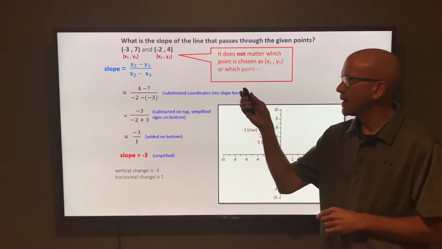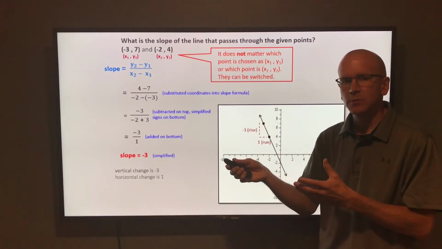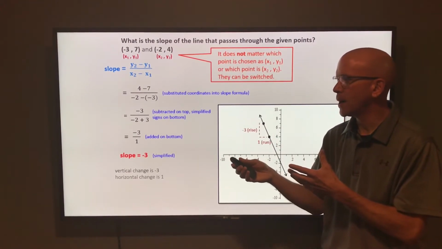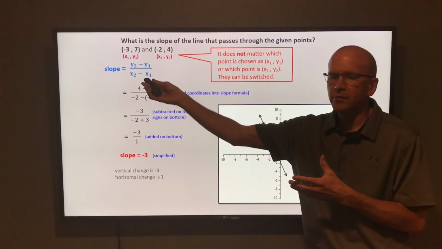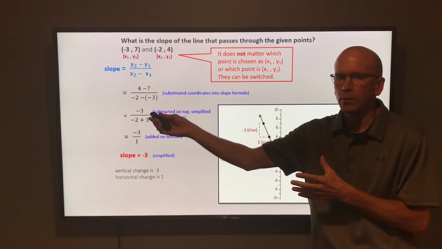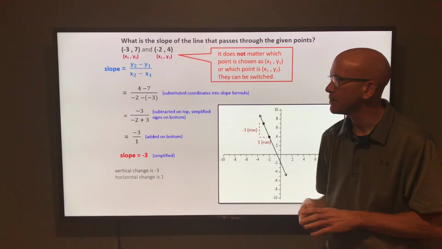Once again, it doesn't matter which point is the x1, y1, which point is the x2, y2. This formula really doesn't matter. You're taking the change in the y coordinates over the change in the x coordinates.